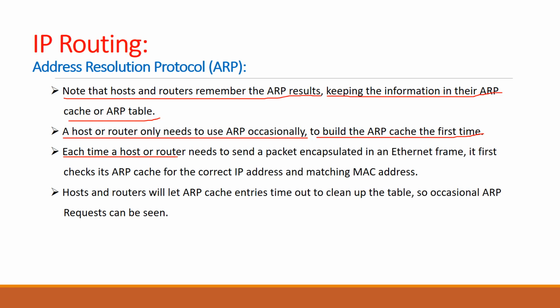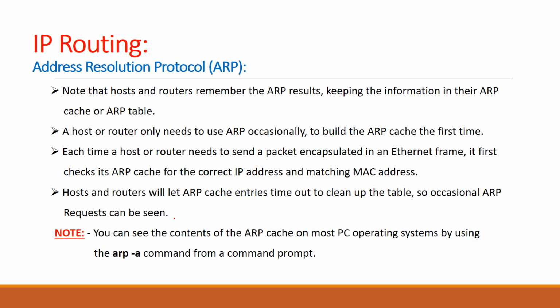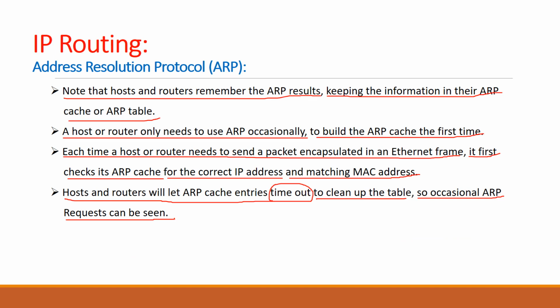Each time a host or router needs to send a packet encapsulated in an Ethernet frame, it first checks its ARP cache for the correct IP address and matching MAC address. Hosts and routers will let ARP cache entries time out to clean up the table, so occasional ARP requests can be seen. There is an important note here.